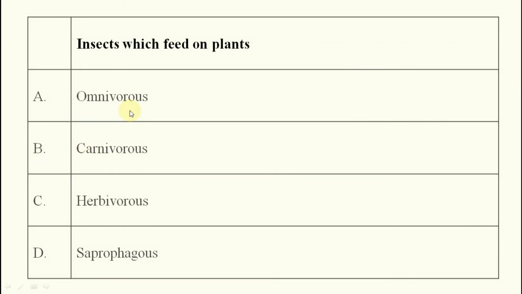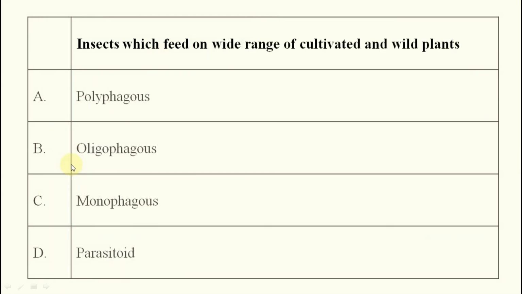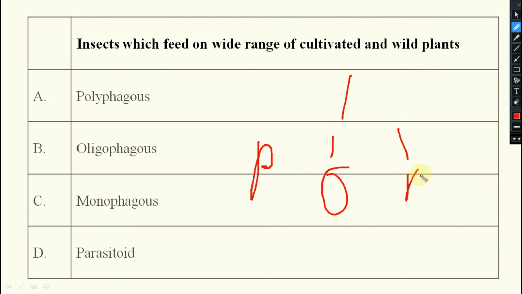Very easy questions. Insects which feed on plants are known as herbivores. Okay. Next one, insects which feed on a wide range of cultivated and wild plants. Plant means herbivore. Herbivores again are divided into three types. What are those? Polyphagous, oligophagous and monophagous. Monophagous means a single species of plant. Polyphagous means any kind of plant, any kind of things. Oligophagous means plants of a single family.